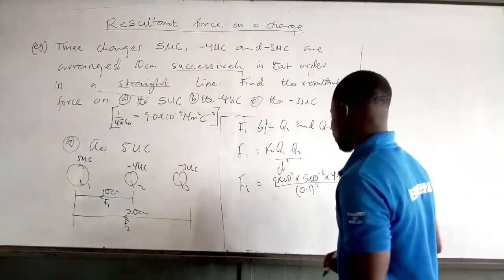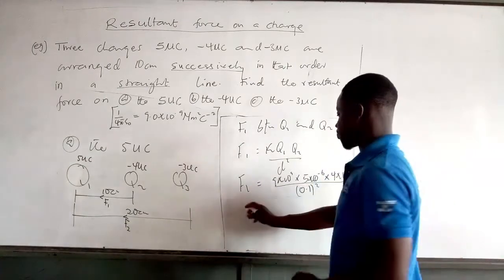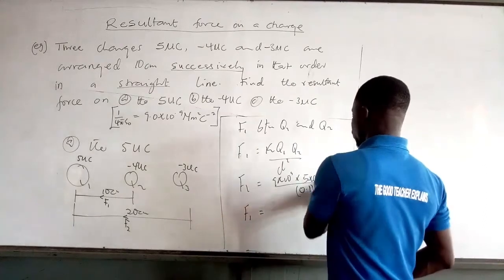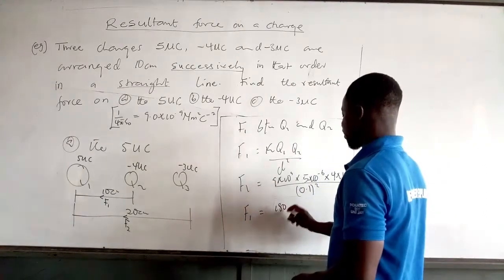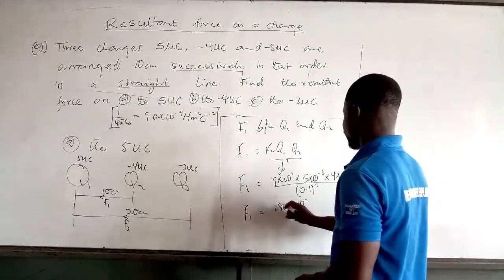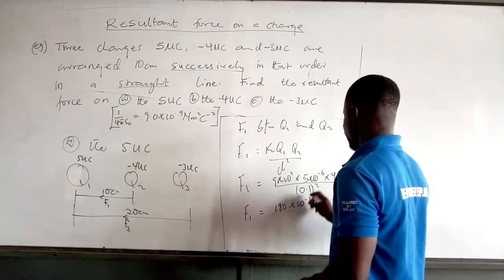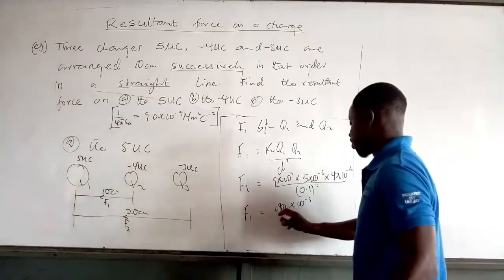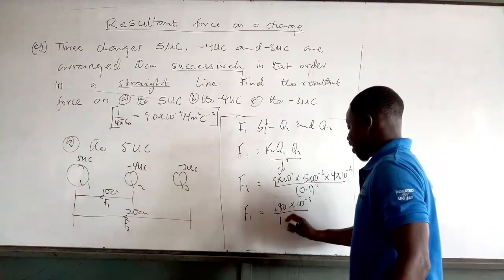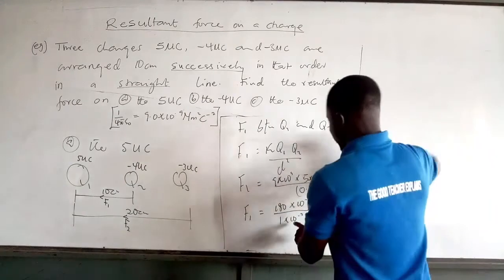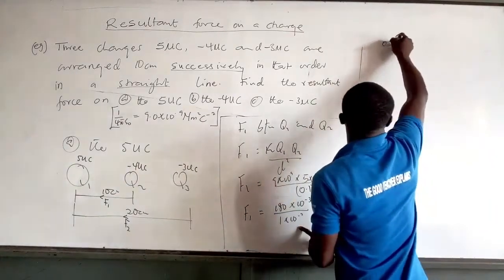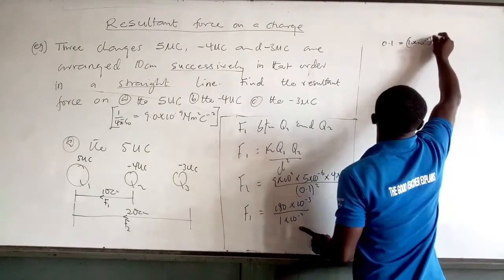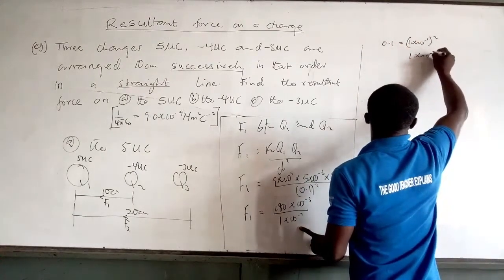You understand? Good. So when we simplify the top, we are going to get F1 is equal to 5 times 4, 20 times 9, 180 times 10 raised to the power negative 3, this times this times this. When you deal with the standard form, all over 1 times 10 raised to the power minus 2. Why? You know, 0.1 is the same as 1 times 10 raised to the power minus 1. So when you square this, that will give me 1 times 10 raised to the power minus 2.